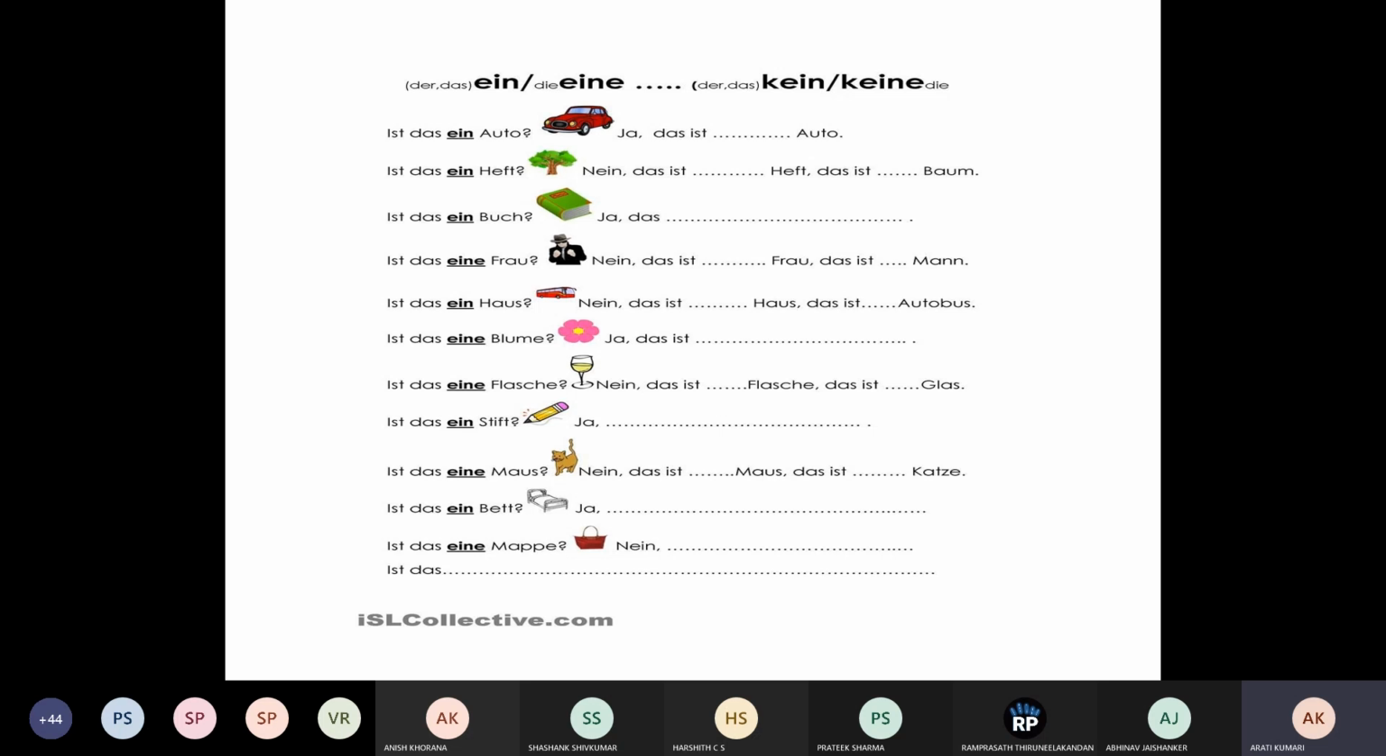Okay, so now make this sentence. Think little bit logically. You will be able to do it. Nein, das ist kein Heft. Das ist kein Baum. Yes, very good. So, nein, das ist kein Heft. Ist das ein Heft? Nein, das ist kein Heft. Das ist ein Baum. Yeah, this is not a notebook. This is a tree. Okay, next one is simple. Who would like to do?